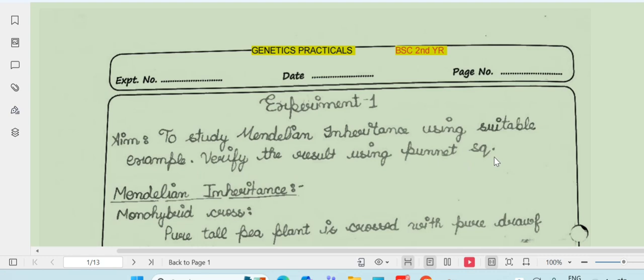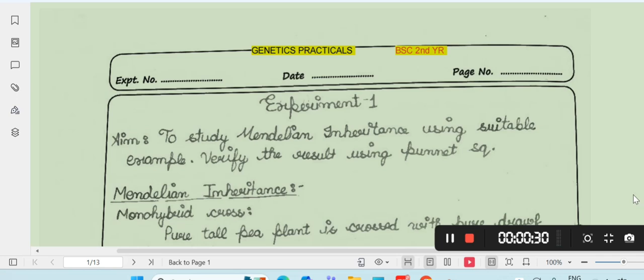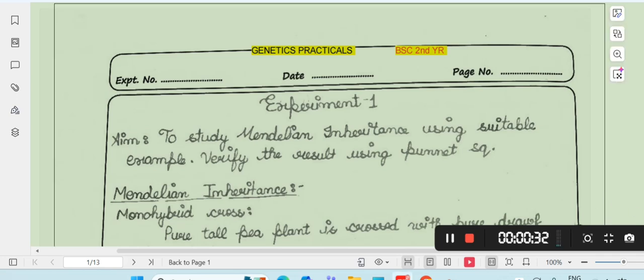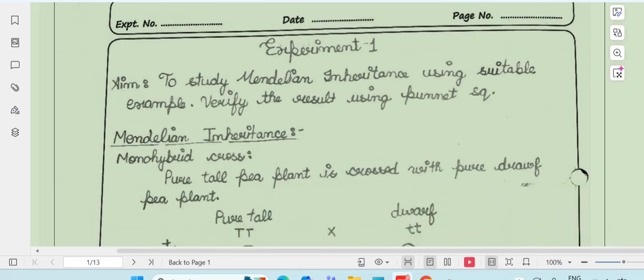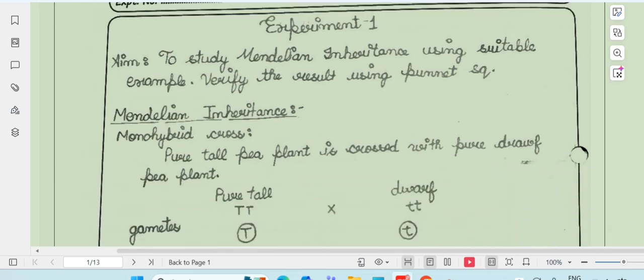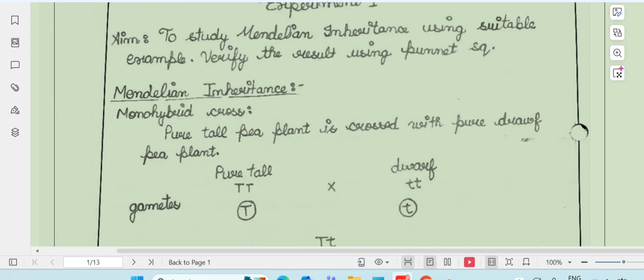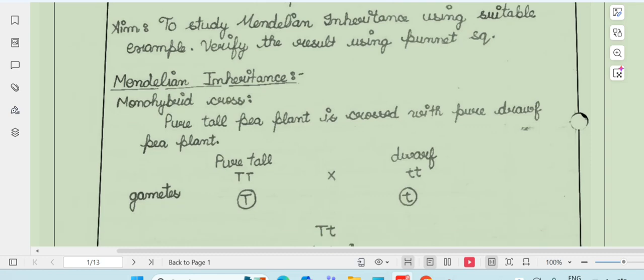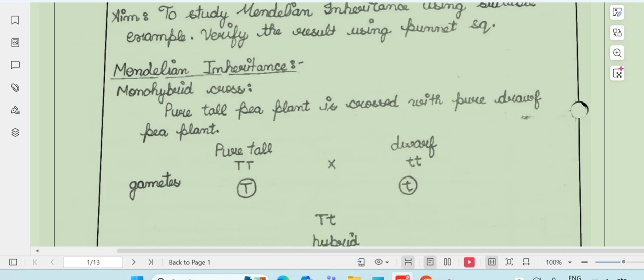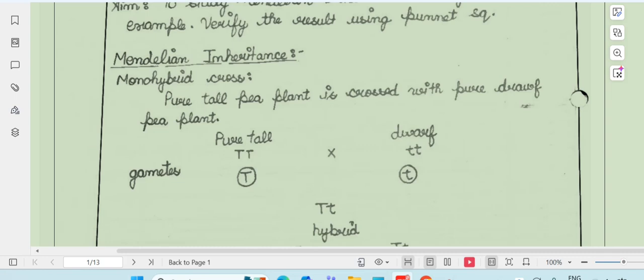All of you know about the Punnett square and Mendel's laws, and how Mendel gave the different laws. First of all, the first law, or how he selected the pea plant for explaining the different concepts. In Mendelian inheritance there are two terms, monohybrid cross and dihybrid cross. First you must know about the monohybrid cross. When only one character is taken, it is the monohybrid cross.